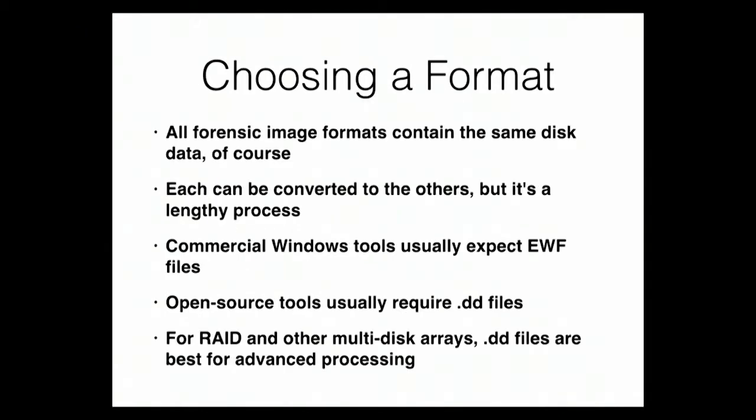And you can choose a format. They're all the same. You can take a DD file and turn it into an E01. You can take E01, turn it into AFF. They're mathematically identical, just like a zipped file and an unzipped file. They have the same information. Commercial Windows tools usually use Expert Witness files. Open source tools usually use DD files. That's all. But the two can be converted to each other.